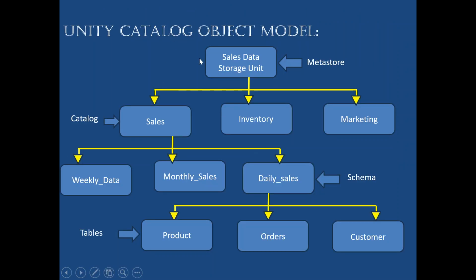Similar to that, if you think about sales data in the retail domain, you will have a sales data storage unit. Under that, sales, inventory, marketing can be catalogs. Under sales, weekly data, monthly data, daily data can be schemas. Under daily sales, you can have product, order, customer as tables. It will be easy for you to understand now, right? So under the retail domain, we have sales data storage as the metastore, catalog is this, schema is this, tables is this. Let's take one more example.